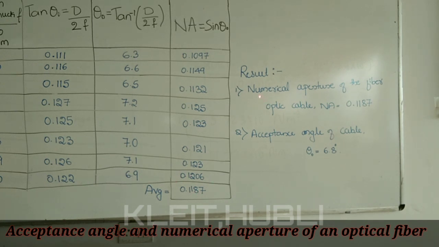So I will write my result 1 as: numerical aperture of the fiber optic cable is given by 0.1187, and the acceptance angle is theta naught. You have to take sine inverse of this numerical aperture, then sine inverse of 0.1187, we have written it as 6.8. Acceptance angle, you can either take sine inverse of this numerical aperture and write the answer, or you can even do average of all these theta naught, that also gives you the same result.